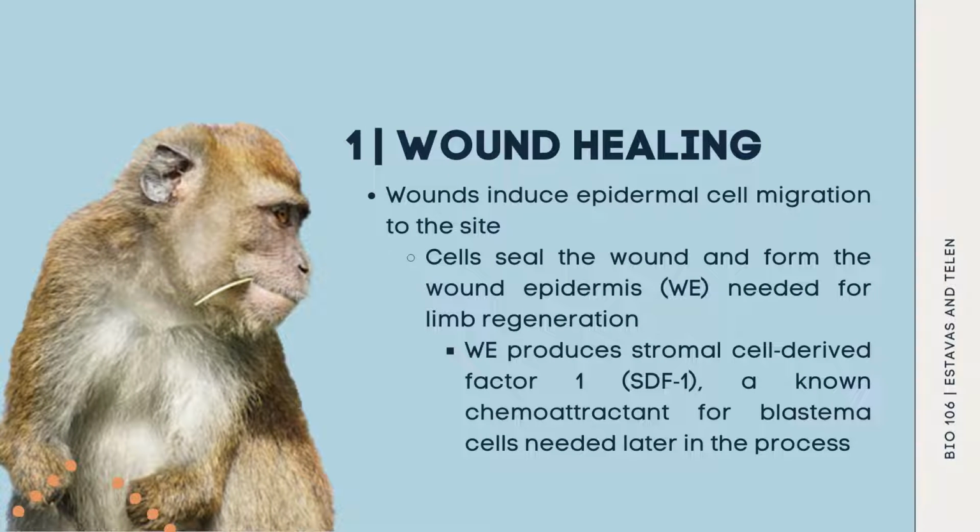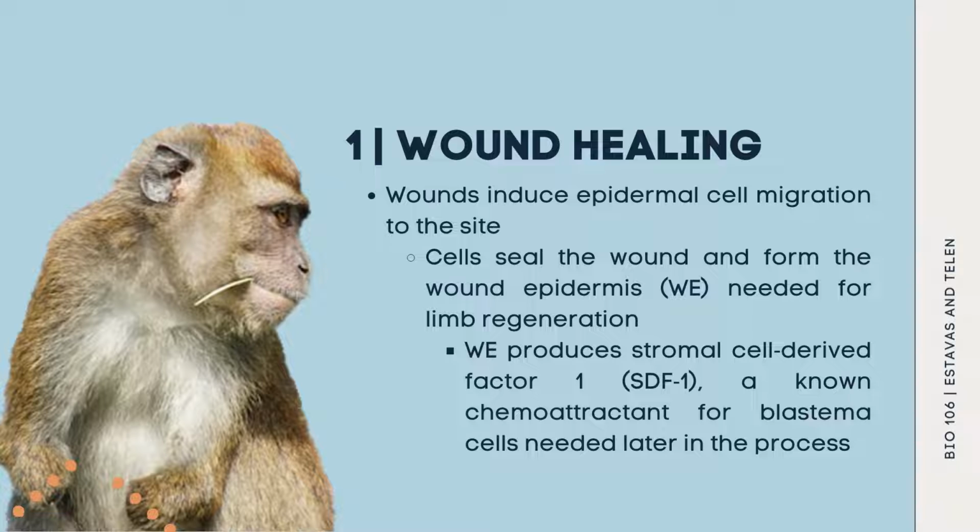The first step for Vivor's recovery is wound healing. As a stump and scars are present in Vivor's forelimb, cells are sealed off for us to work with. As such, creation of a new wound must be done on the site. The presence of a wound induces the migration of epidermal cells to the site to seal it and form the wound epidermis that produces the chemoattractant SDF1 needed later in the process. This runs smoothly in amphibians as the entire thing takes only 24 hours.